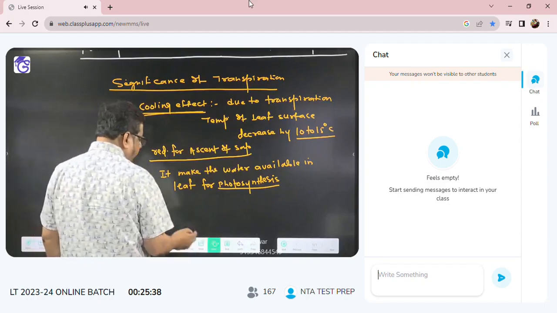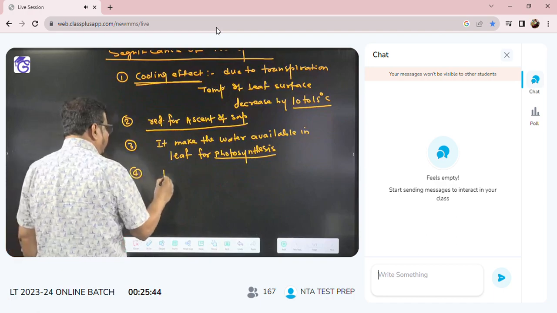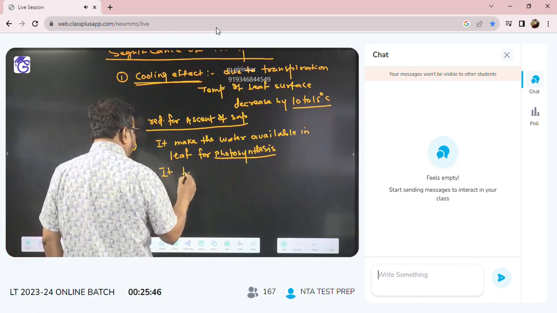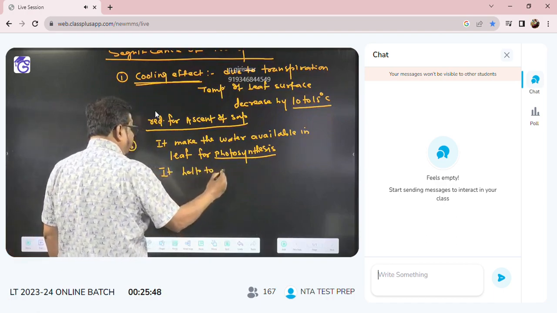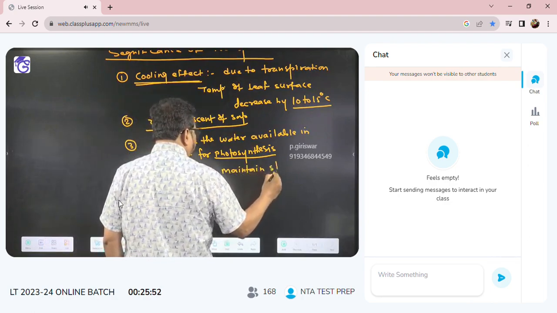Did you get the idea? Fourth, it helps to maintain the structure and shape of the plant.